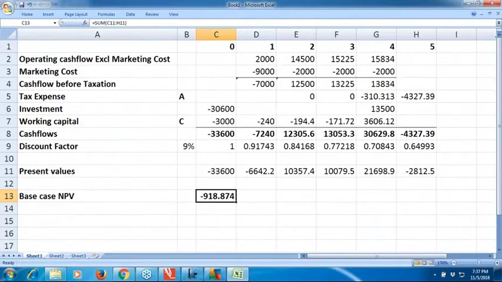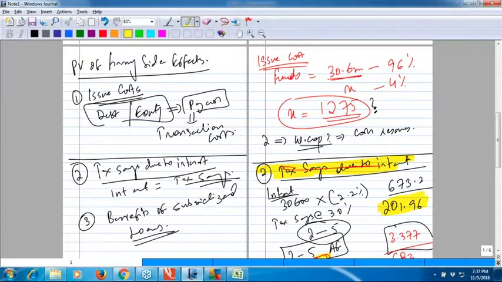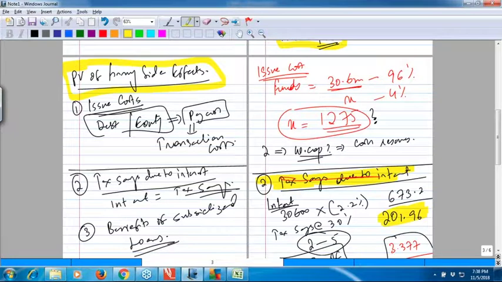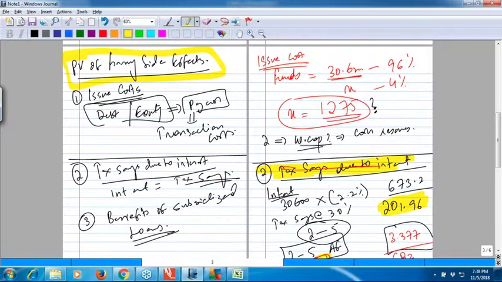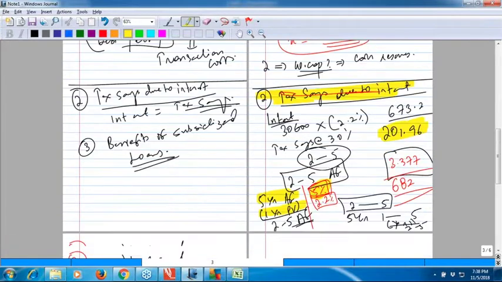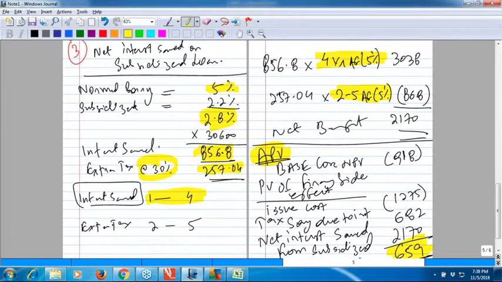And then what we did was we moved on to the present value of financing side effects. While calculating the present value of financing side effects, we used the issue cost, we calculated the tax saving due to interest, and then we incorporated the effect of net interest saved on the subsidized loan. So we ended up getting 659 as the overall APV. Now there are a few questions pertaining to it.